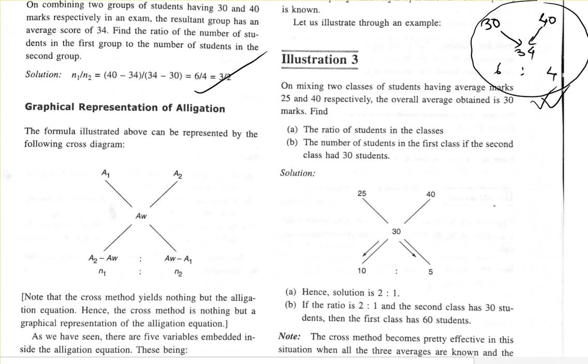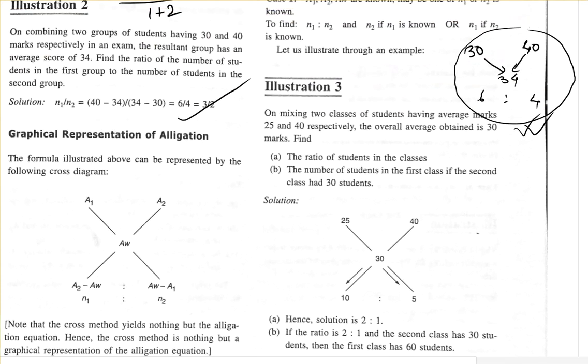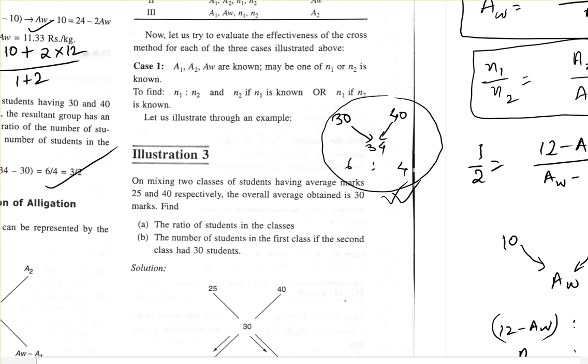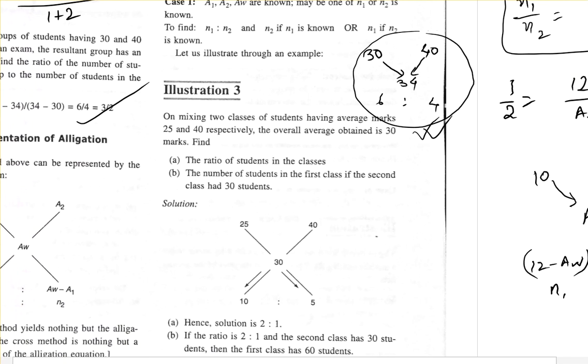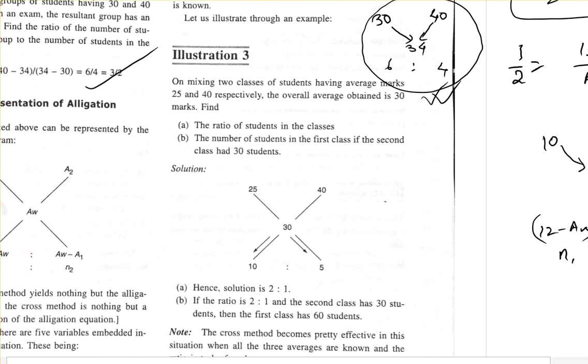You can name it as a cross diagram or whatever. Now let us take a look at illustration number 3 on mixing two classes of students having average marks 25 and 40 respectively. The overall average obtained is 30. The similar approach will be applied: 25, 40, and there is 30. So 5 will be here, the difference, and 10 will be here, the difference.